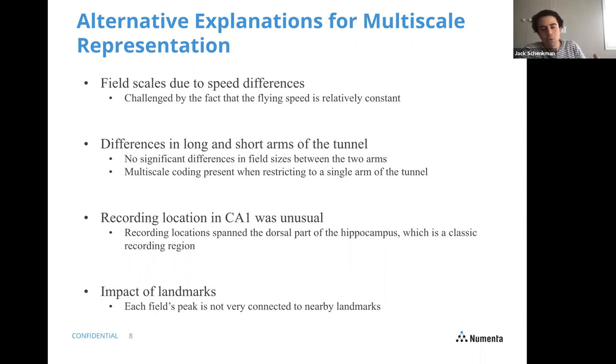responses to the landmarks. If they change the landmarks in the tunnel, the cells fire at the same locations? Is that what this says?